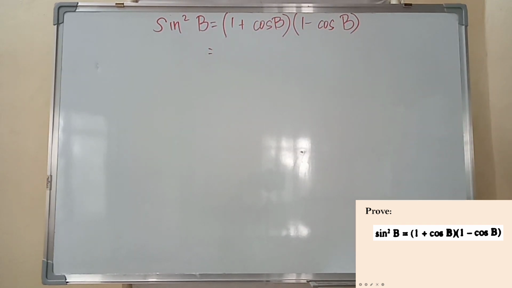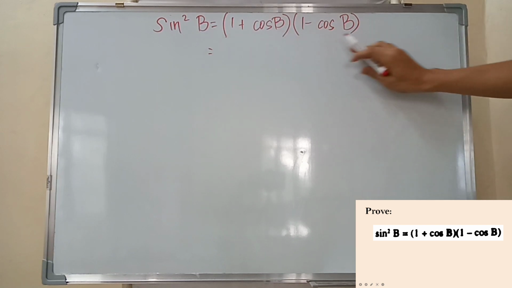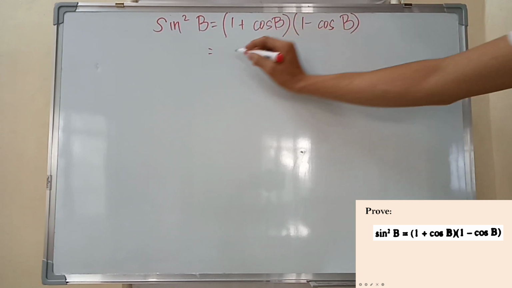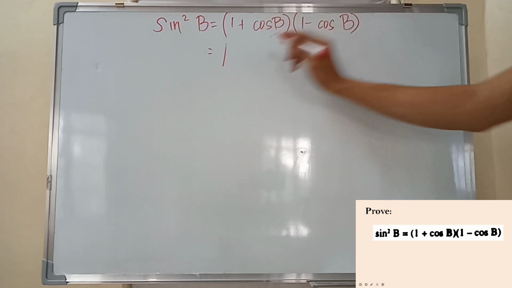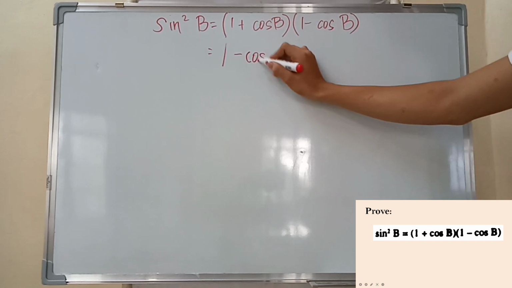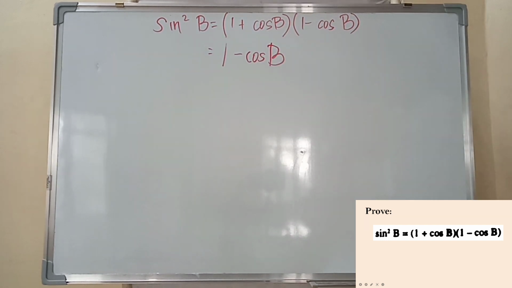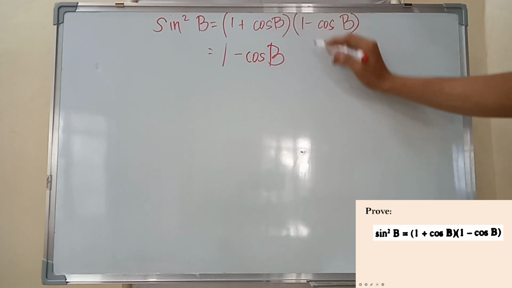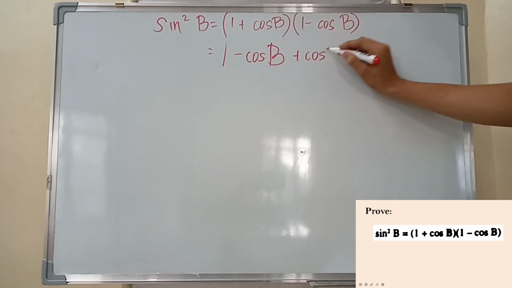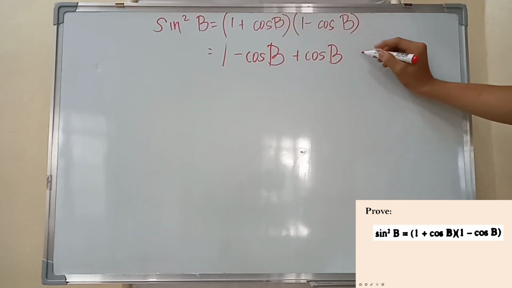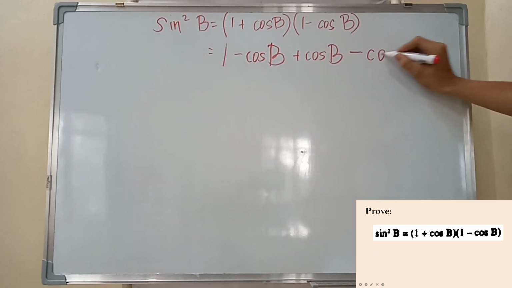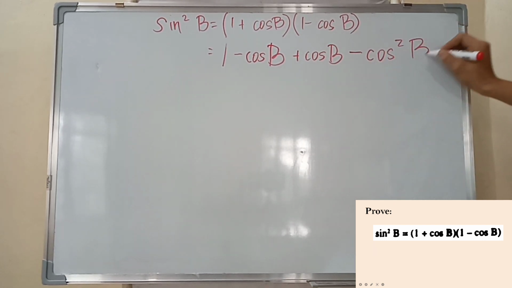So, ang mas complicated dyan is the right side. So, siya yung sisimplify natin. So, gagamitin natin ang FOIL method. So, first is 1 times 1 is 1. Next is outer. 1 times negative cosine b is negative cosine b. And inner is cosine b times 1 is positive cosine b. Then, last is cosine b times negative cosine b is negative cosine squared b.